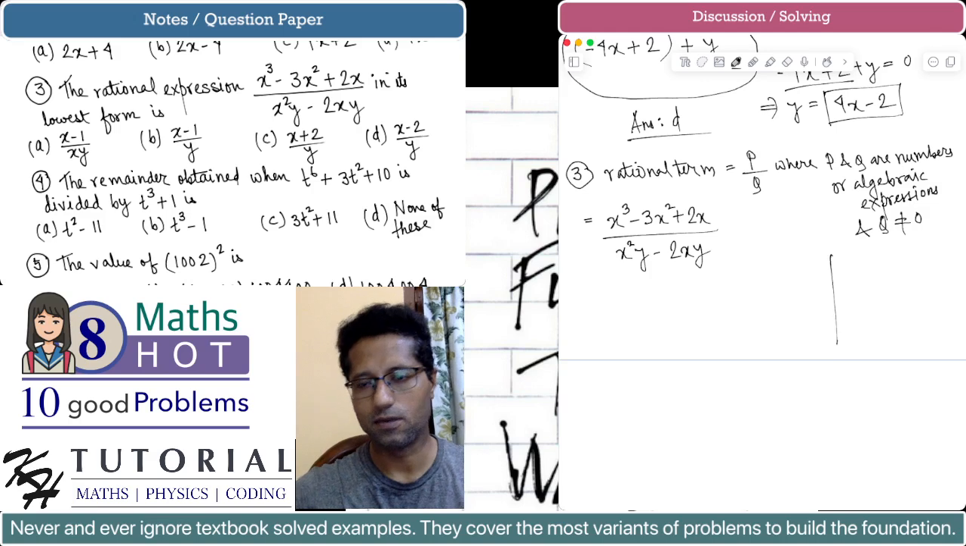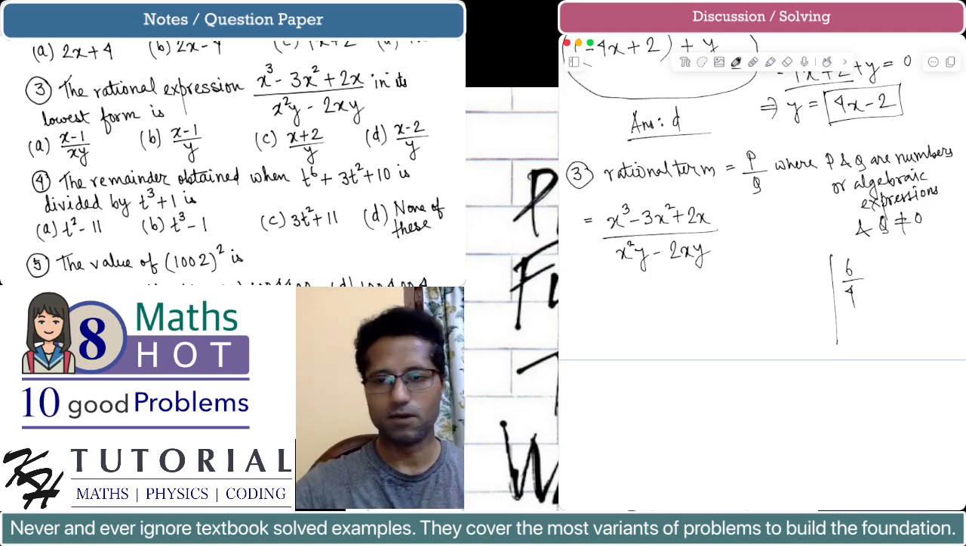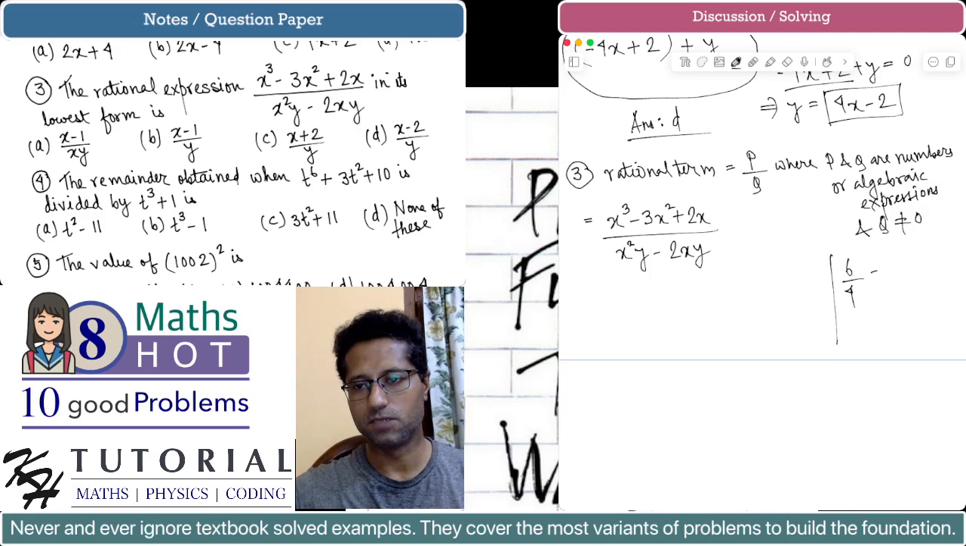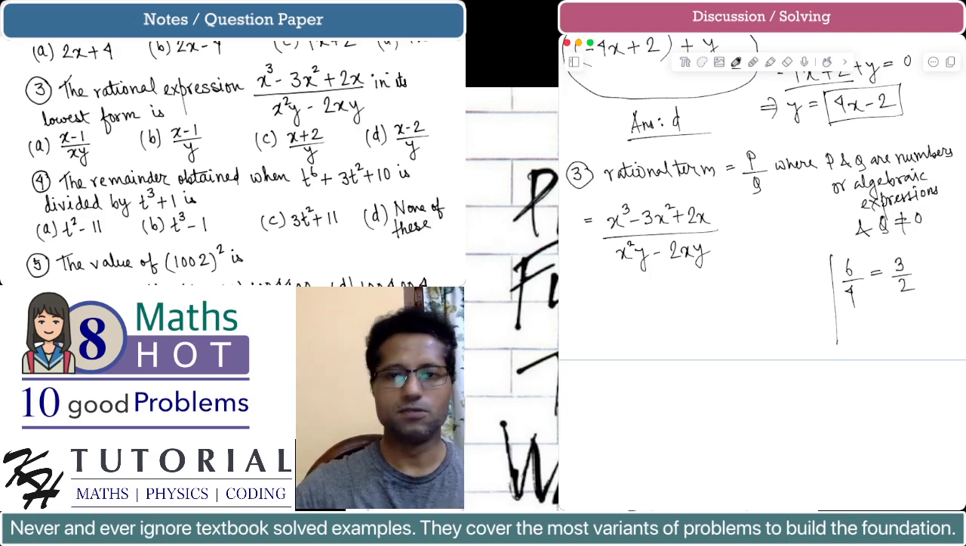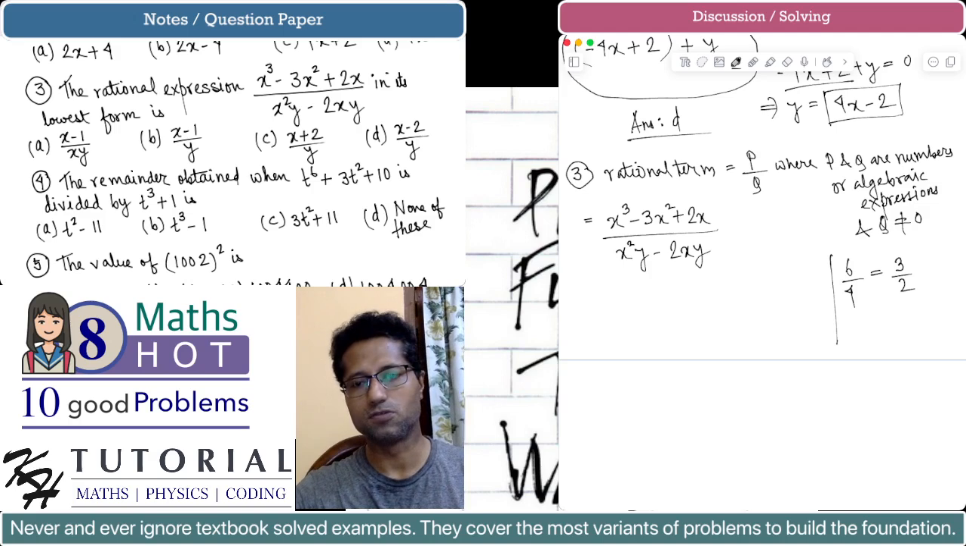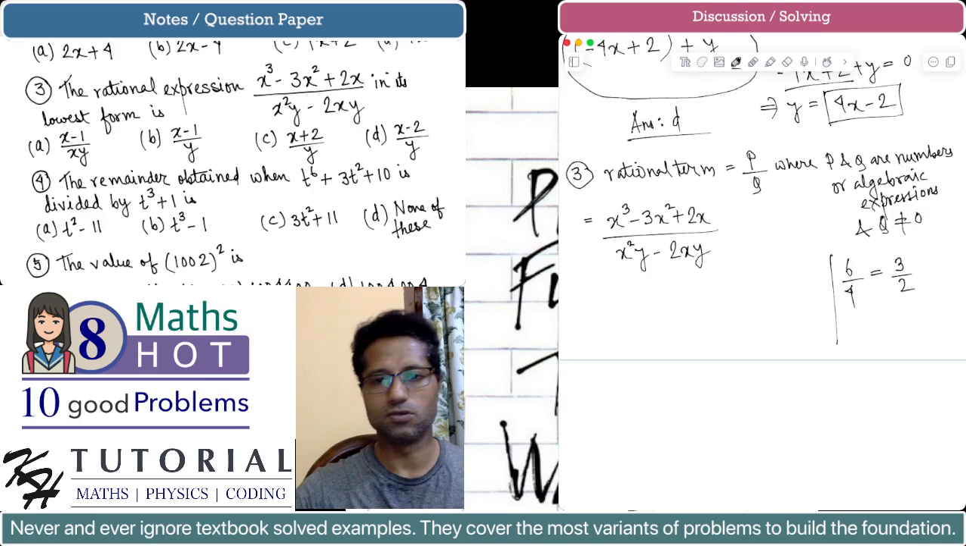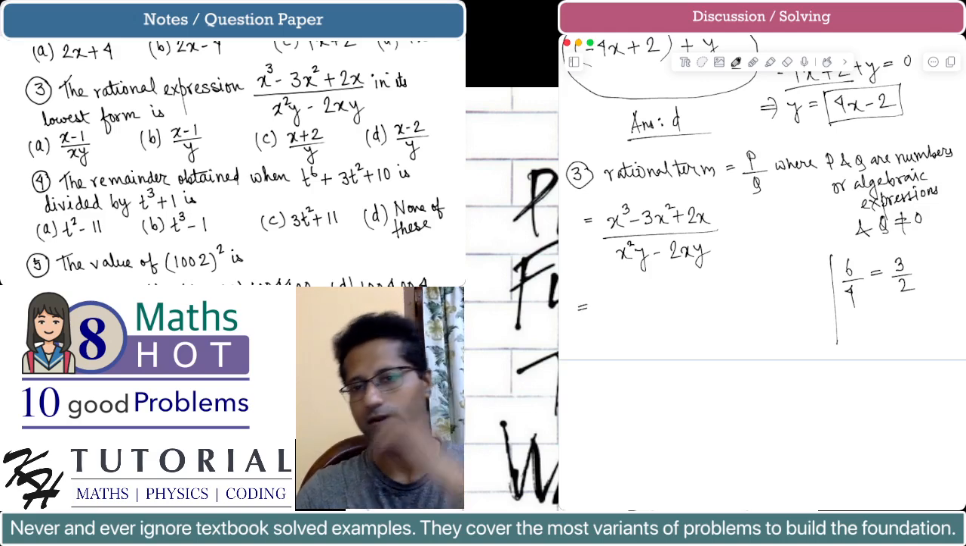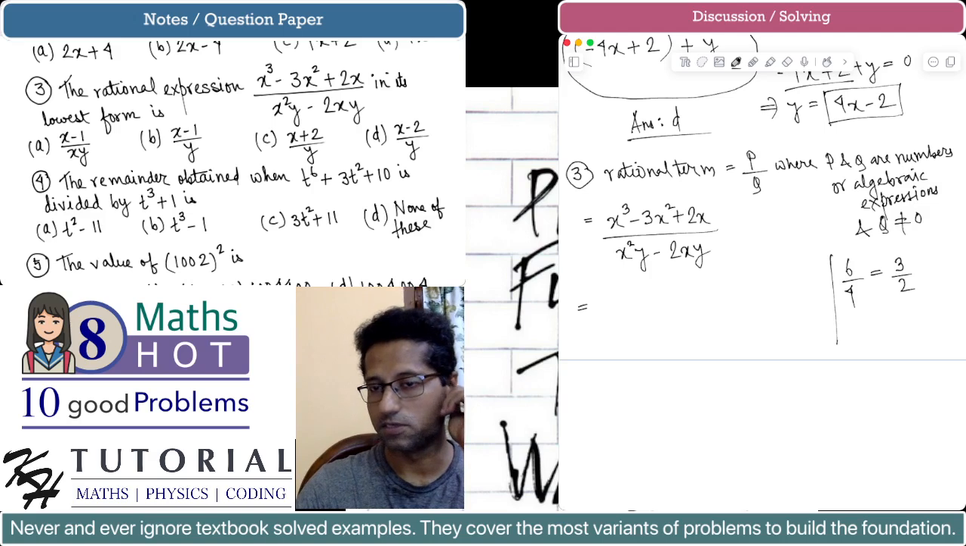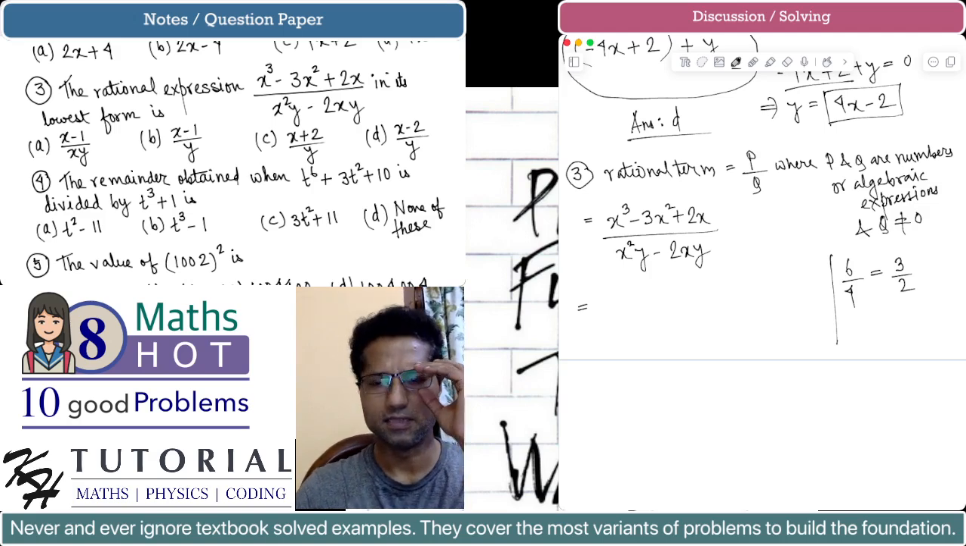We know that in rational numbers, we convert a rational number to its simplest form, like 6 by 4 is a rational number, but it is not in its simplest form. The simplest form will be 3 by 2. Similarly, it is possible to reduce a rational expression to its simplest form by cancelling out common factors from the numerator and the denominator. So we have to factorize both the numerator and the denominator and cancel out the common factors.